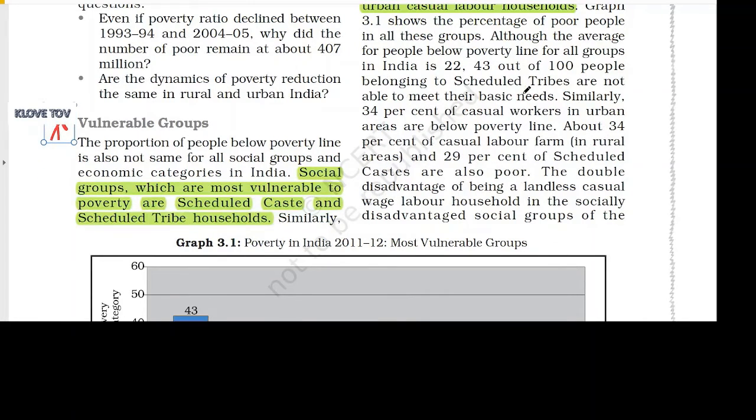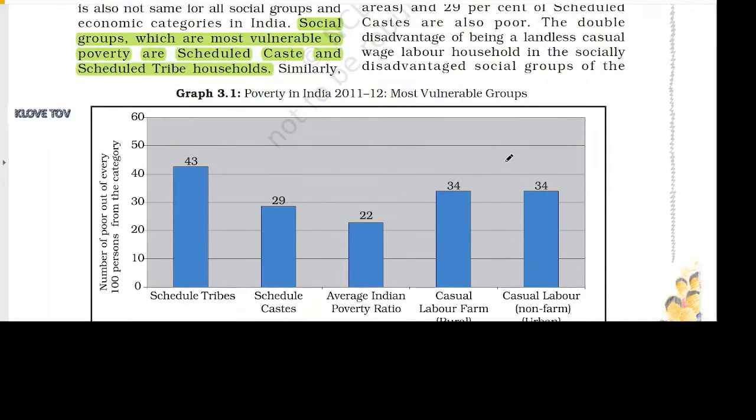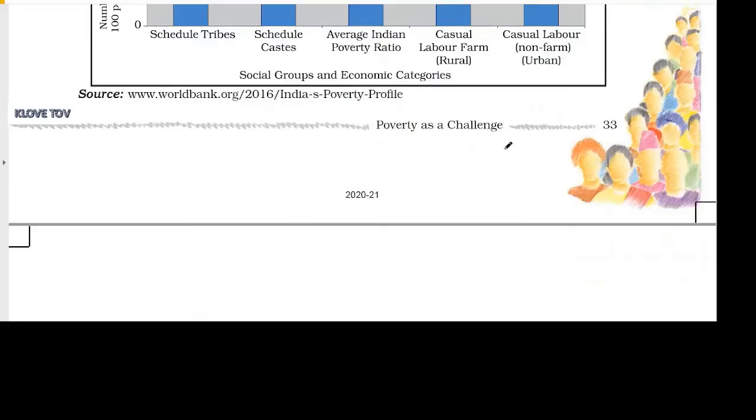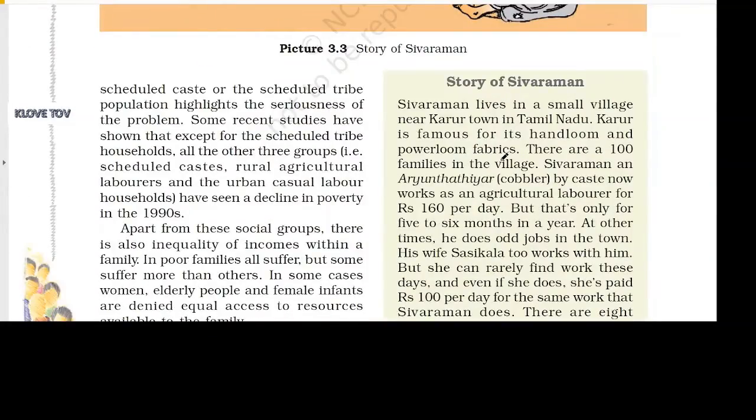Although the average for people below poverty line for all groups in India is 20, 43 out of 100 people belonging to scheduled tribes are not able to meet their basic needs. Similarly, 34% of casual workers in urban areas are below poverty line. About 34% of casual labor in rural areas and 29% of scheduled castes are also poor. The double disadvantage of being a landless casual wage labor household in the socially disadvantaged groups of the scheduled caste or the scheduled tribe population highlights the seriousness of the problem.